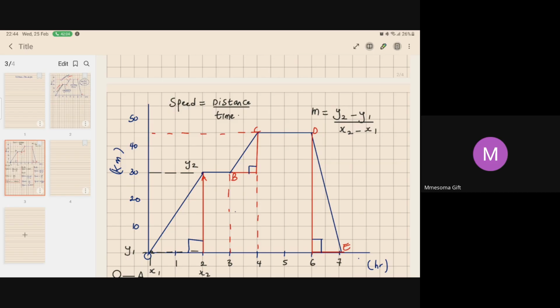So let's proceed to velocity time graph, having covered distance time graph.